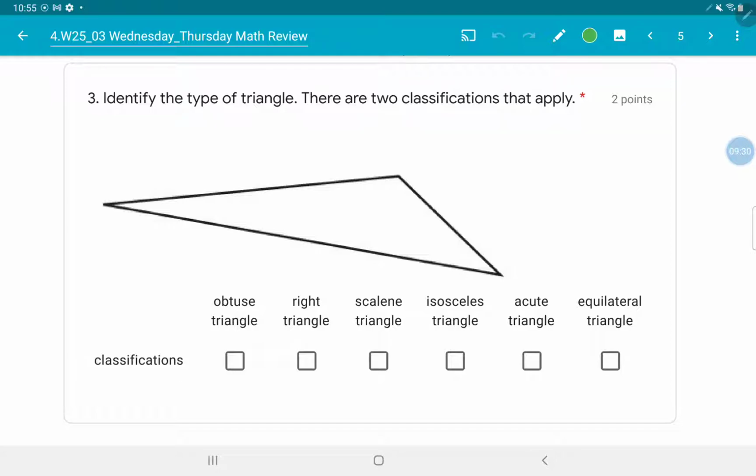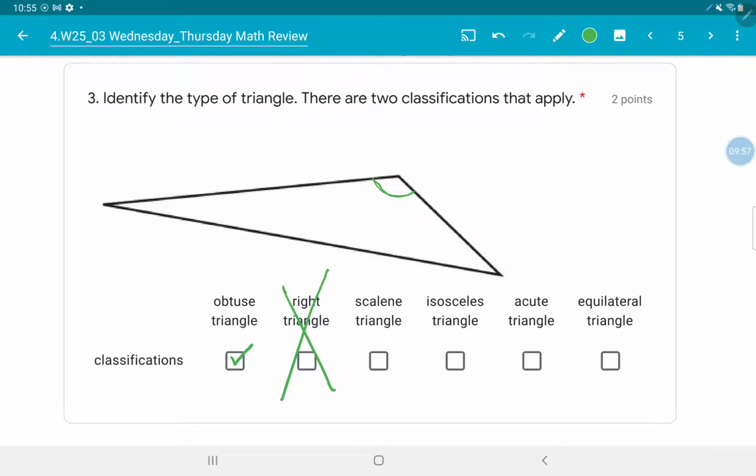All right, so let's look at the angles. Do I have any right angles? No, there's no right angles. So we know that it cannot be a right triangle. Are there any obtuse angles? Yes, that top angle is an obtuse angle. It is bigger than 90 degrees. So we know this is an obtuse triangle.